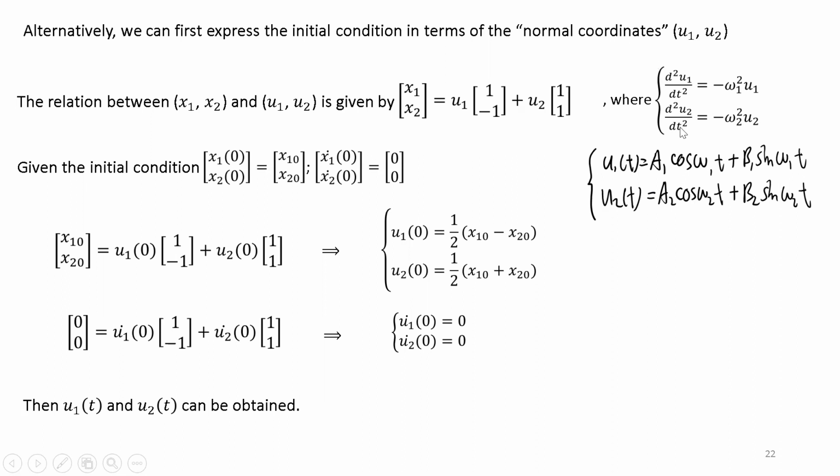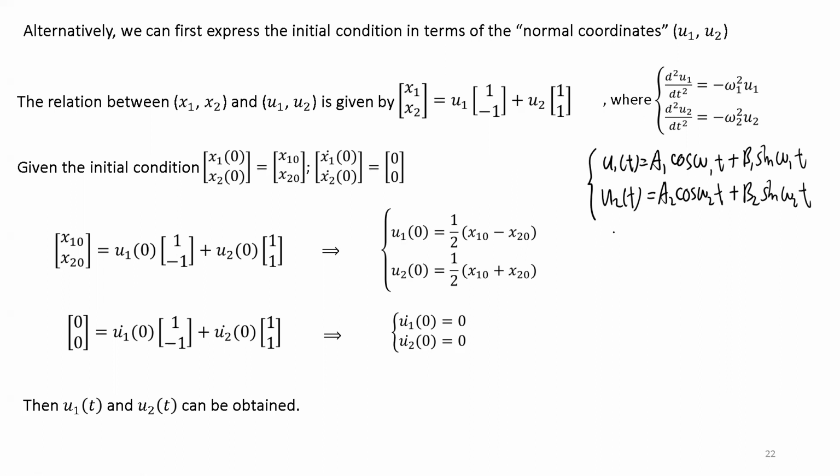In this case, because I am giving you the initial condition in terms of the variables x1 and x2, first of all you need to convert the x1, x2 initial condition into the initial condition for u1 and u2. From u1, u2 at t equals 0, and u1 dot, u2 dot at t equals 0, you'll be able to find the general solution for u1 and u2.